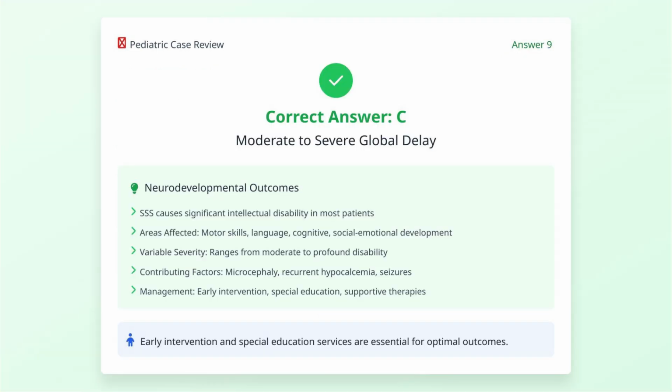The correct answer is C, moderate to severe global developmental delay. Sanjad-Sakati syndrome causes significant intellectual disability affecting motor, language, cognitive, and social-emotional development. Severity ranges from moderate to profound. Contributing factors include microcephaly, recurrent hypocalcemia, and seizures. Early intervention and special education services are essential.